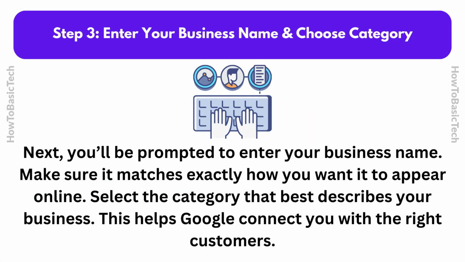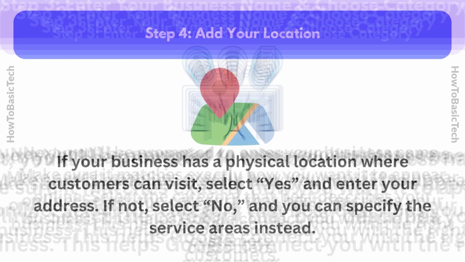Step number 3. Enter your business name and choose the correct category. Next, you will be prompted to enter your business name. Make sure it matches exactly how you want it to appear online. Select the category that best describes your business. This helps Google connect you with the right customers.